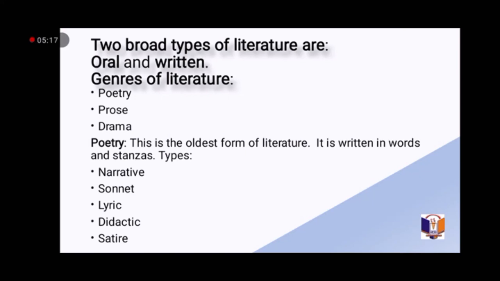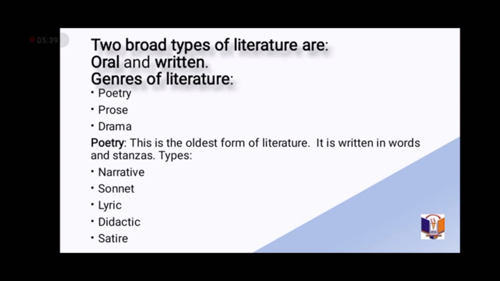So that is poetry for you. And then we have types of narrative poetry. We have ballad as a type of narrative poetry. And then we have another type of narrative poetry, like epic. These are the two types of narrative poetry, epic and ballad.